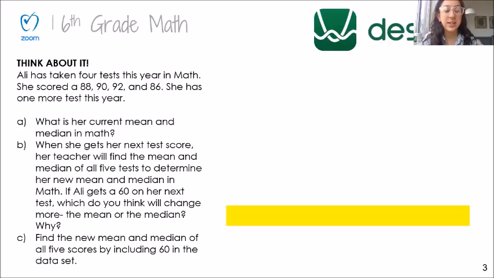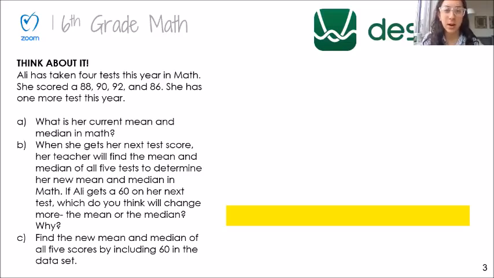If Allie gets a 60 on her next test, which do you think will change more, the mean or the median? Why? Then part C, find the new mean and median of all 5 test scores by including 60 in the data set. So you have a series of 3 questions here. The one I'm most excited to see your answers on is part B, because that's going to be where we derive our key point from today. So in a second, your teacher's going to pause the video, you'll head into Desmos, and you're answering all 3 parts of this think about it on your own.